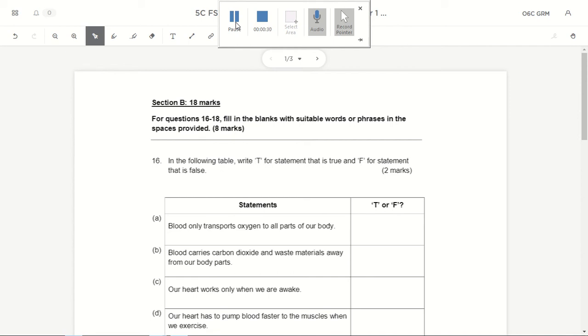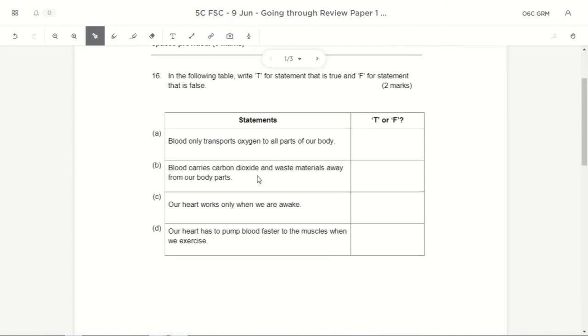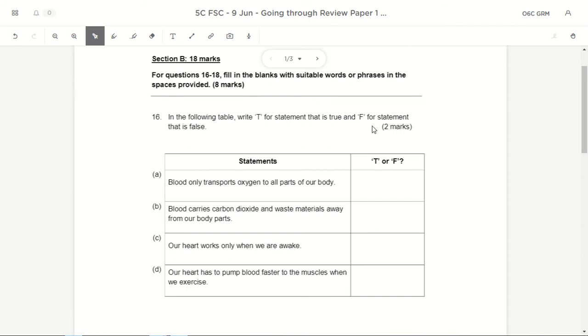Right, so let's start with question 16. This is page 12 of your review paper. So question 16 requires you to write T for true and F for statements that are false. T is for true statement, F is for false statement. So let's see, is there any problem with any of which part? Let's see the following statements, which one is correct and which one is wrong. And if it's wrong, we figure out which part is wrong as well.